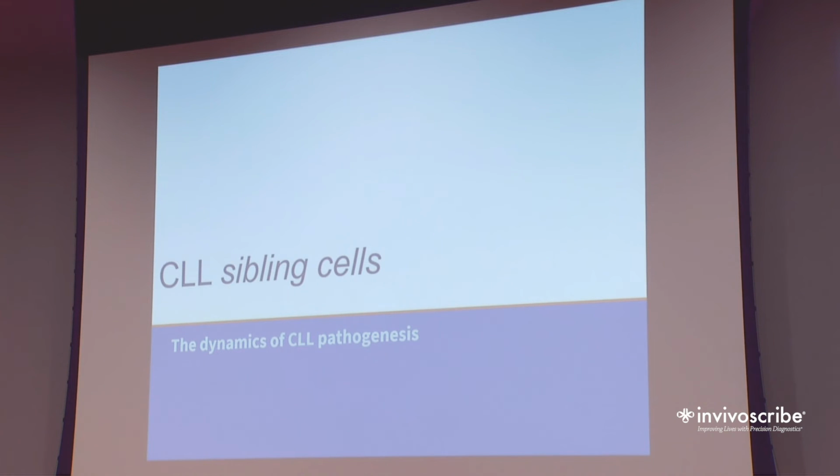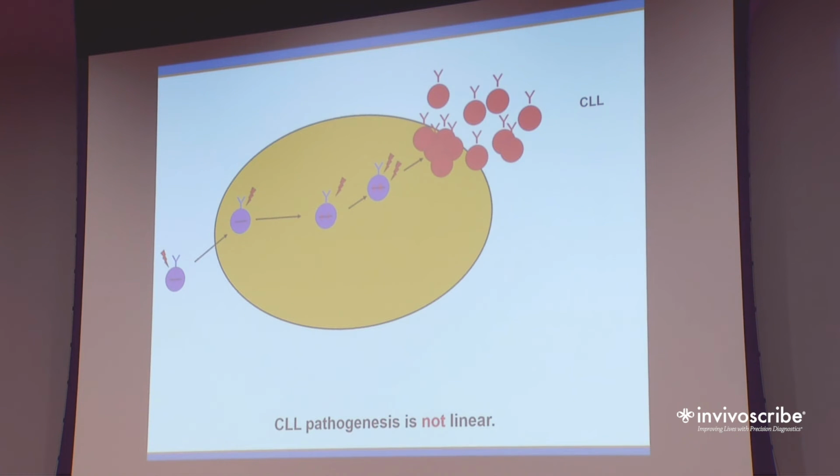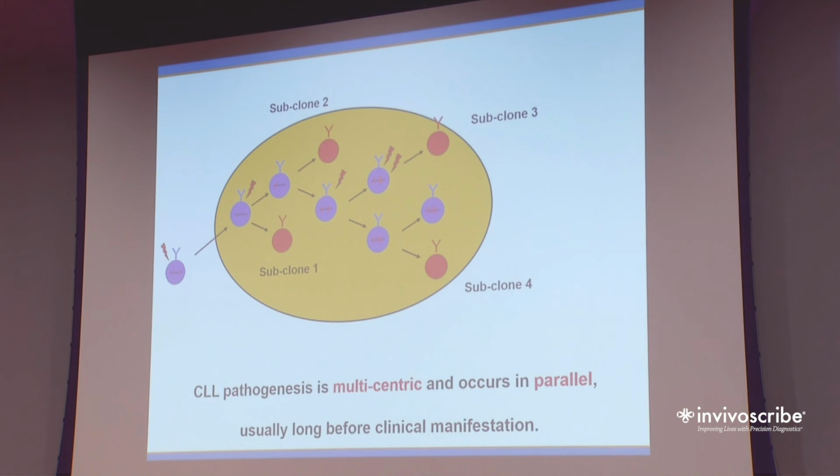And now, coming back from these trees, we can learn something about the dynamics of CLL pathogenesis. It is not linear as expected earlier, but multicentric and occurs in parallel. You may have anticipated that the CLL cells are distributed throughout the whole tree, and the normal cells somehow surround or embed the CLL cells. That means during CLL pathogenesis, and this is already long before clinical manifestation, CLL subclones are generated.